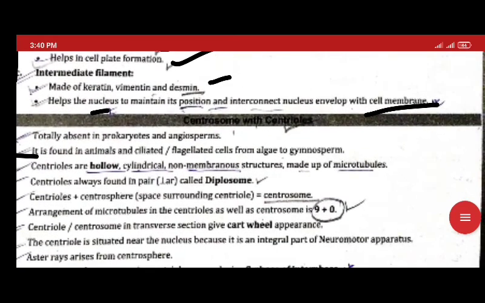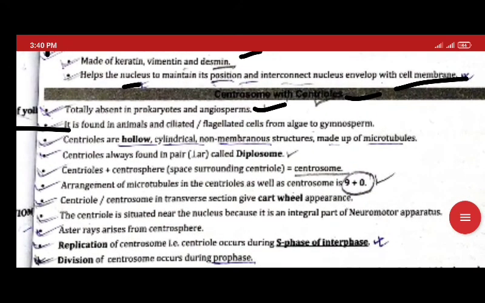Now, centrosome with centrioles. Centrioles are found only in eukaryotes, so they are absent in prokaryotes and angiosperms. They are found in animals only, and in ciliated algae. These centrioles are hollow, made up of microtubules.